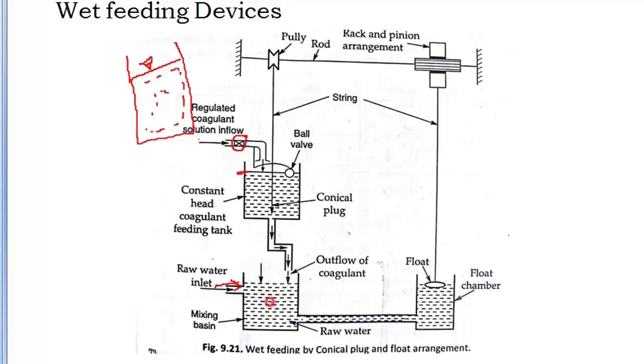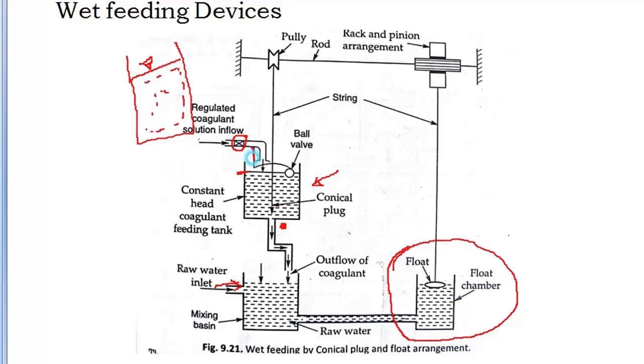This is a mixing basin. How this mixing basin will be, I will explain later. Then here one more chamber is made. It doesn't have any function in the coagulation process, but it is to regulate this unit, to regulate the flow of coagulant from this chamber, we have used this floating arrangement.